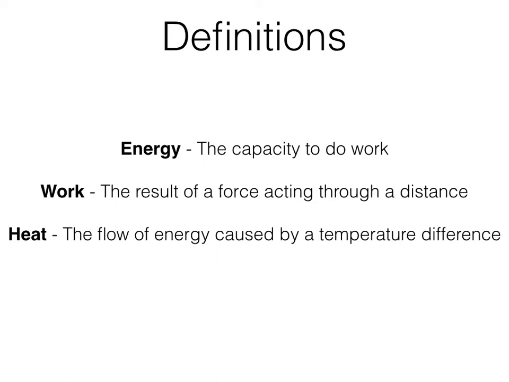So to start off with, definitions. In this chapter block, we are going to talk about energy, work, and heat. Energy is defined as the capacity to do work. Work is the result of a force acting through a distance, and so that's something moving. Heat is the flow of energy caused by a temperature difference.